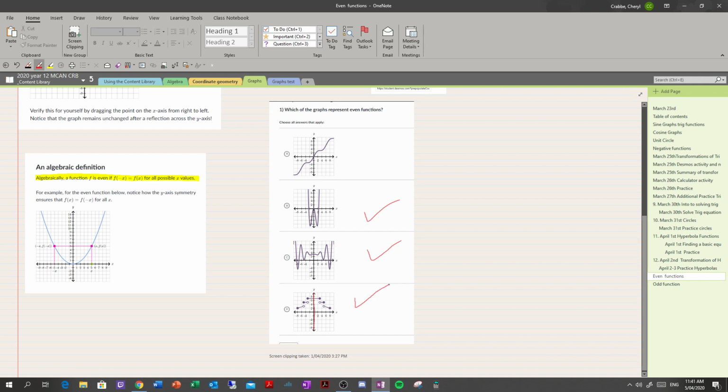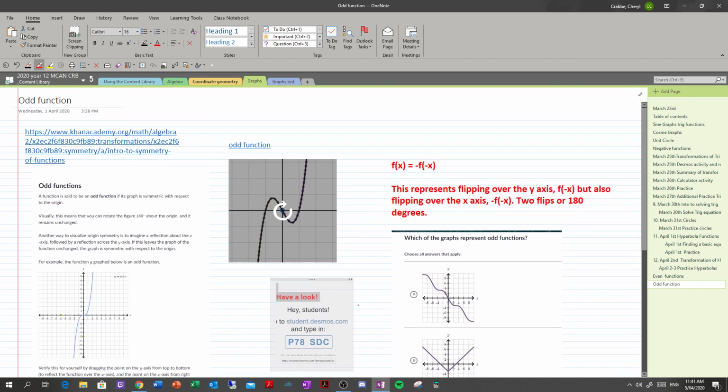Regardless of what kind of function they are, they're even functions. That's what it means to be even. Odd functions. Okay, so odd functions do something quite different.